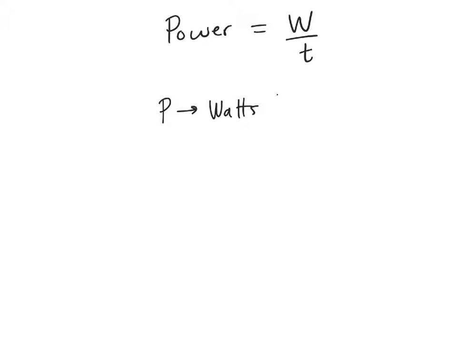Okay, power is really straightforward. It's basically this equation. Power is equal to work over time, or however much energy was exerted over time. So we're going to measure that. The units for power are watts, which abbreviate with a W. Okay.